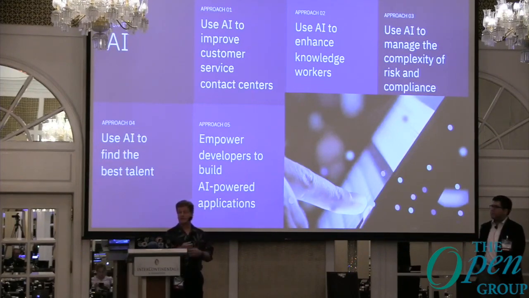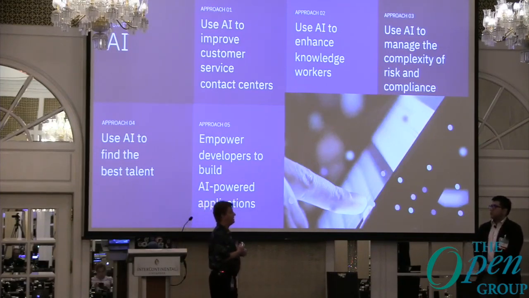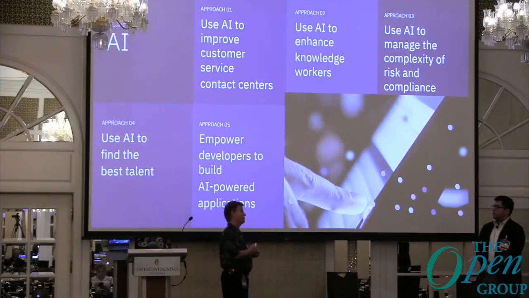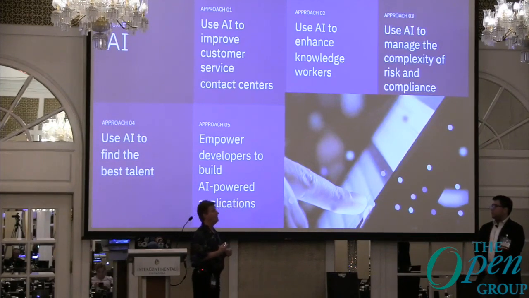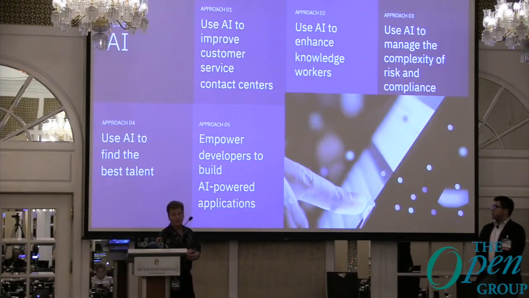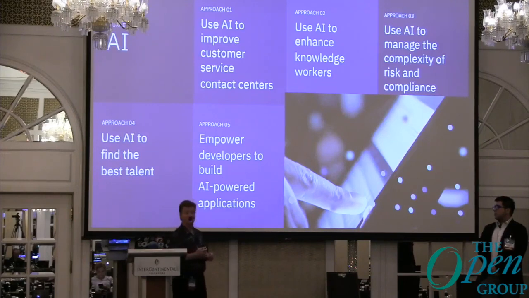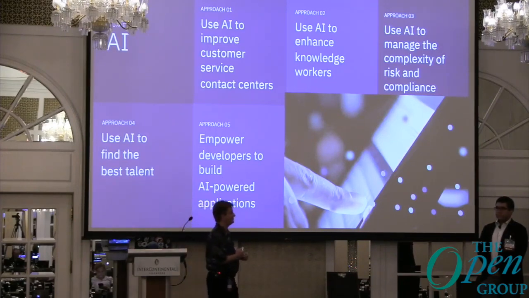But there is also managing complexity and risk. So we integrate AI into things like Watson cybersecurity. Taking massive amounts of data that's coming out of the enterprise on how your security is functioning is certainly a good model. Using it to find the best talent. We actually do use that in our talent systems within IBM. And to empower developers to actually create AI-based applications themselves, right?